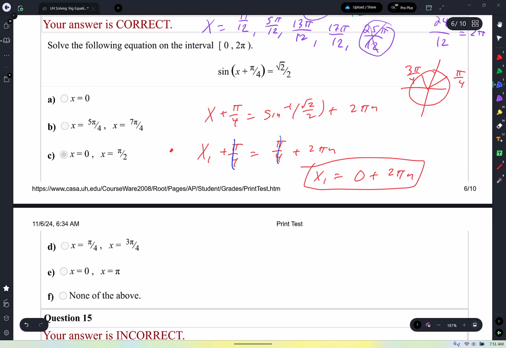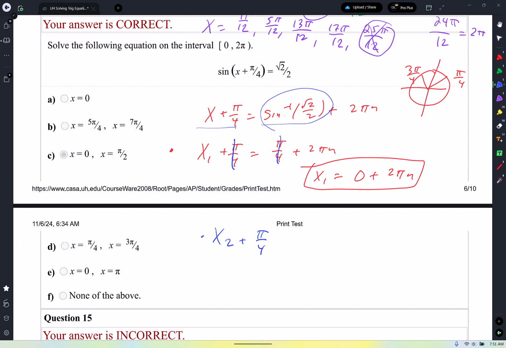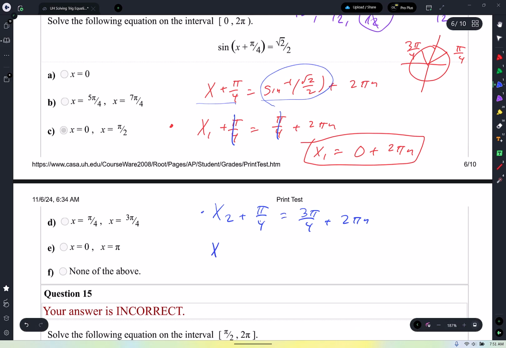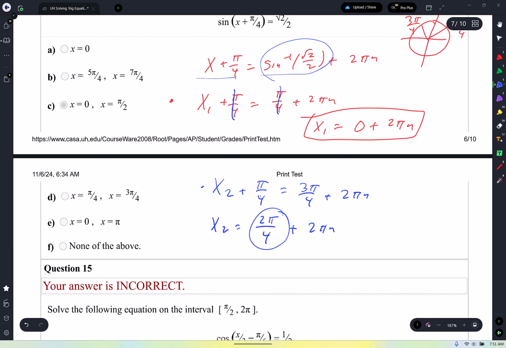I'm going to go to blue, and I'm going to write x2 plus pi over 4. See, I'm just writing this. And I'm writing where this happens again. That happens at 3 pi over 4. 3 pi over 4 plus 2 pi n. Subtract pi over 4, subtract pi over 4. You get x2 equals 2 pi over 4 plus 2 pi n. Now that reduces to pi over 2. So x2 equals pi over 2 plus 2 pi n.